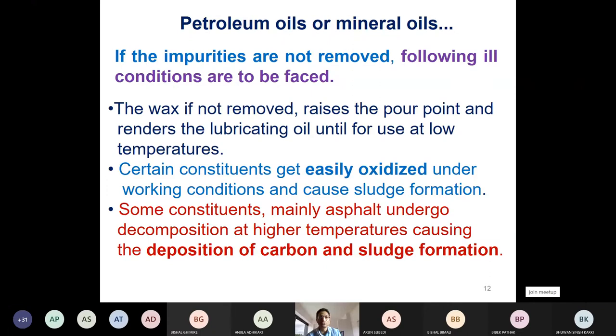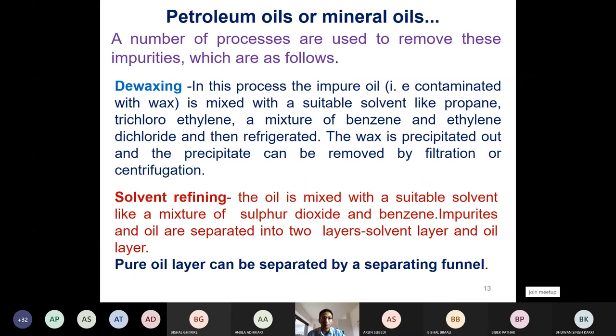Then how to remove them? A number of processes are used to remove these impurities, which are as follows. Number one, dewaxing, meaning removal of wax. In this process, the impure oil contaminated with wax is mixed with a solvent like propane, trichloroethylene, or a mixture of benzene and ethylene dichloride, then refrigerated. The wax is precipitated out on cooling. The precipitate formed can be removed by two processes, by filtration or centrifuging. In this way, wax can be removed.